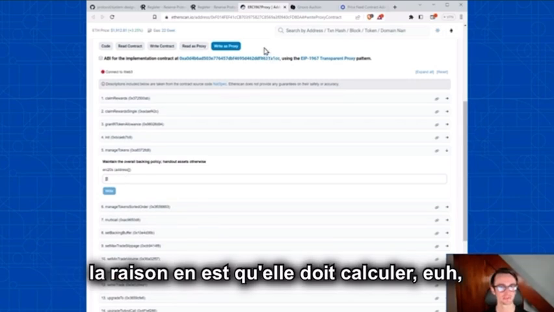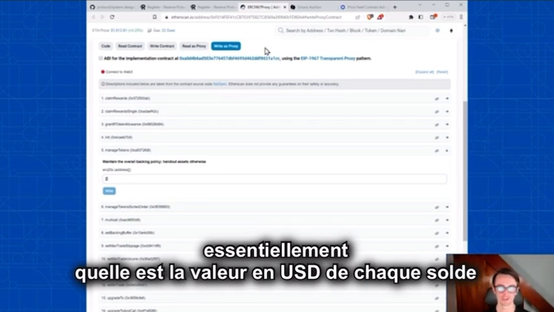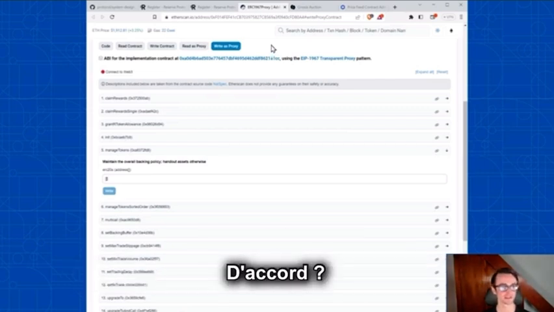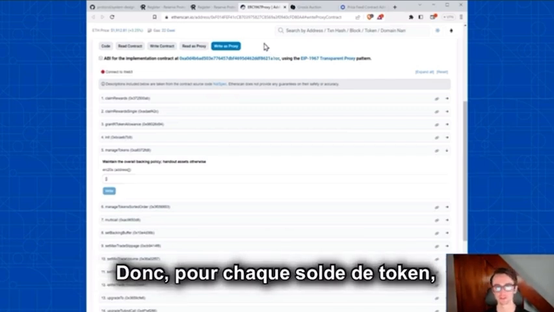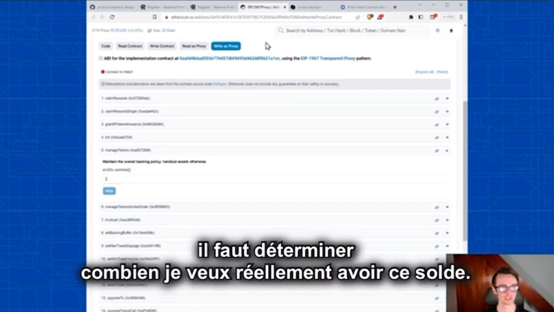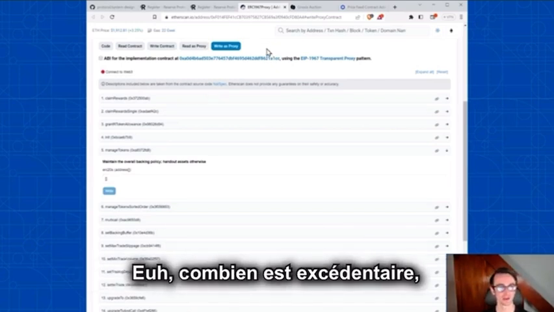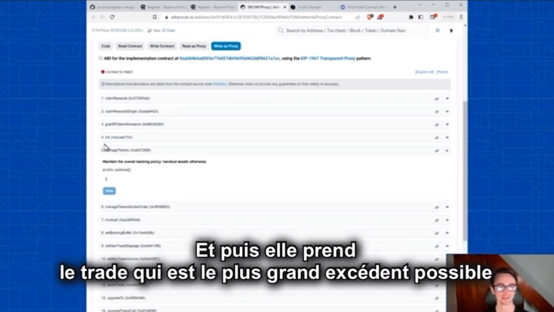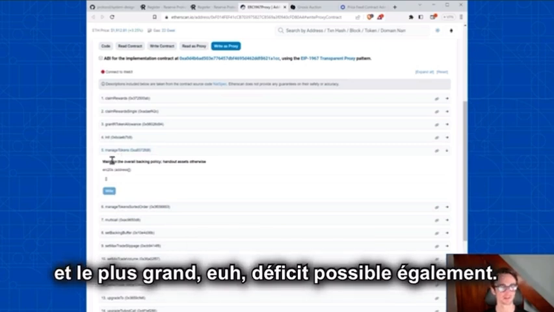And generally the reason for that is it has to compute basically what is the USD value of every excess and deficit balance that it has, right? So for every token balance, it has to figure out how much do I actually want to have of this balance, how much is surplus, how much is deficit, and how much is that worth in USD terms. And then it takes the trade that is the largest possible surplus and largest possible deficit as well.